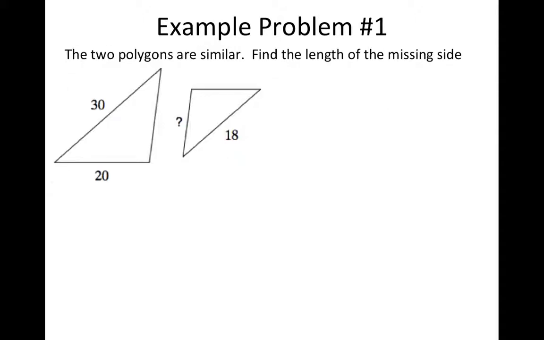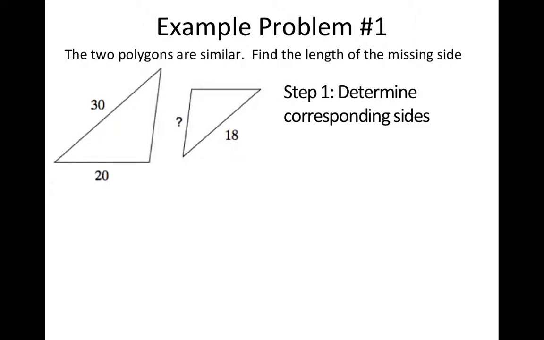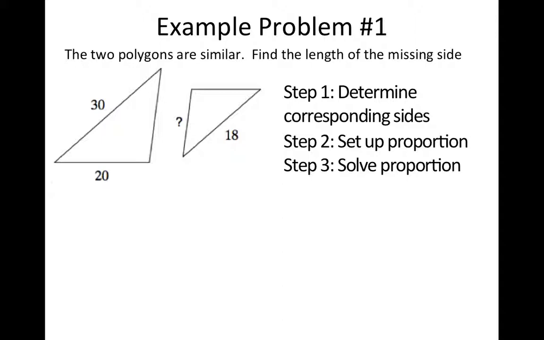Now let's do some example problems to see how we can use that. So in this problem, these two triangles are similar, these two polygons are similar. Find the length of the missing side. To do that, we have to first determine which sides correspond to which other sides. Then we're going to set up the proportion, and then we solve it.